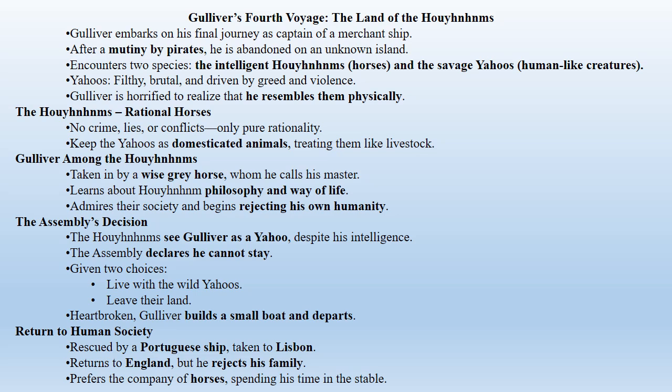To avoid them, he buys two horses and spends most of his time in the stable talking to them as if they were Houyhnhnms. Gulliver never fully recovers from this time with the wise horses, and he remains distant from humans for the rest of his life.